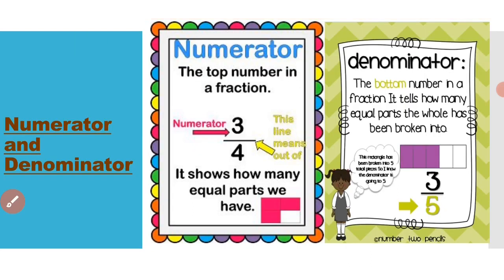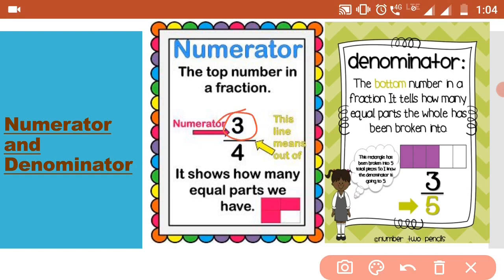Let's move forward. Now let's see what numerator and denominator are. Kids, the top number in a fraction is known as the numerator. So the number 3 here is the numerator, and it shows how many equal parts we have as colored ones, right? Now let's see the denominator. What is the denominator? The bottom number in a fraction. It tells how many equal parts the whole has been broken into. The whole has been broken into 5 equal parts. So this shows the denominator. Okay, let's move forward.